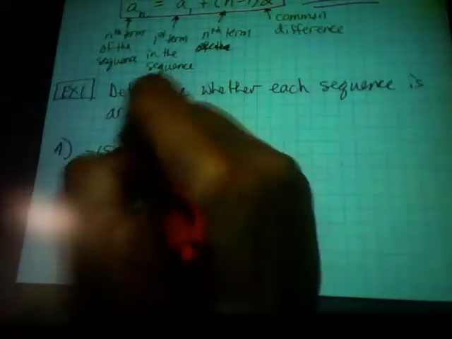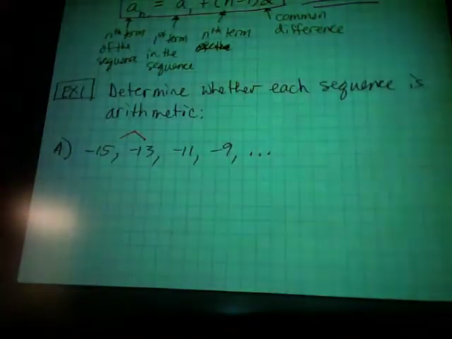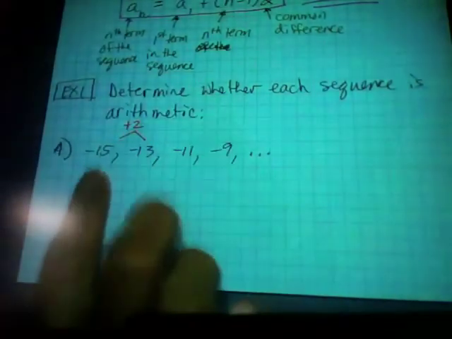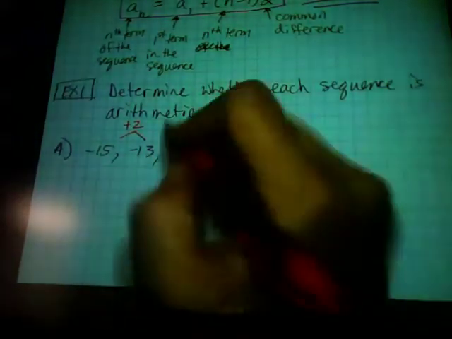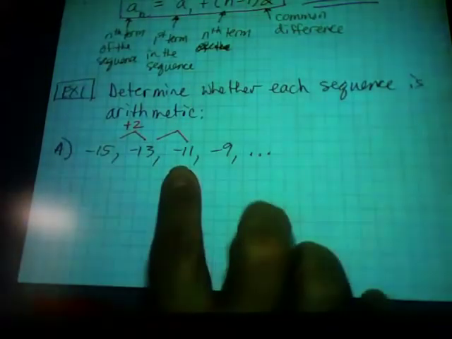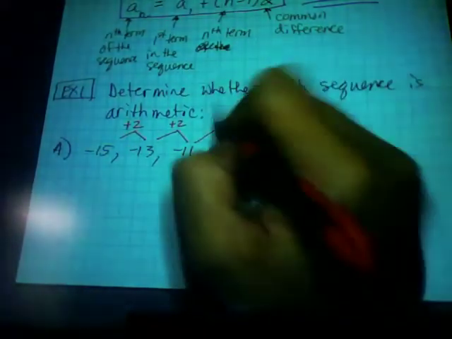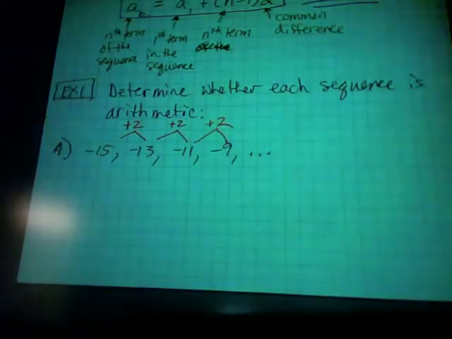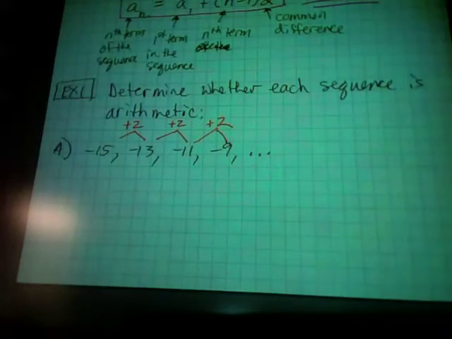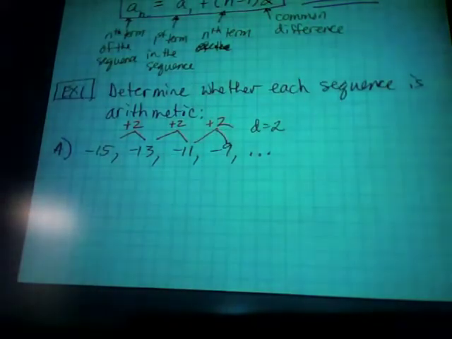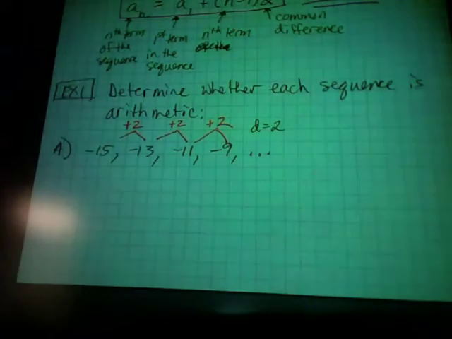So what did you have to add to negative 15 to get to negative 13? So if we add 2 to negative 15, we get negative 13. What did you have to add to negative 13 to get to negative 11? Plus 2. And then is that the same thing for here? Do you see how the common difference is always the same, 2? So the common difference is D. So that means that D is equal to 2. So is this arithmetic? Yes or no?